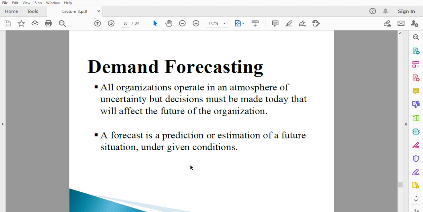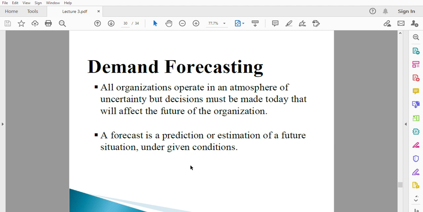And those decisions are supposed to be decisions that will affect the future of the organization you are working in. And if you are a manager, you have to make decisions that will bring a positive effect on the organization. Because of that, you have to always forecast. So a forecast is a prediction or estimate of a future situation under given conditions.